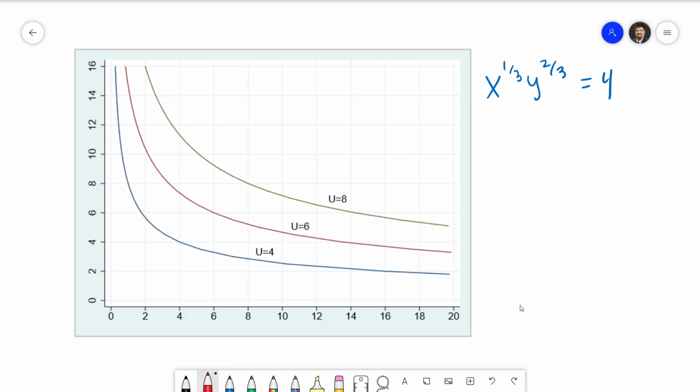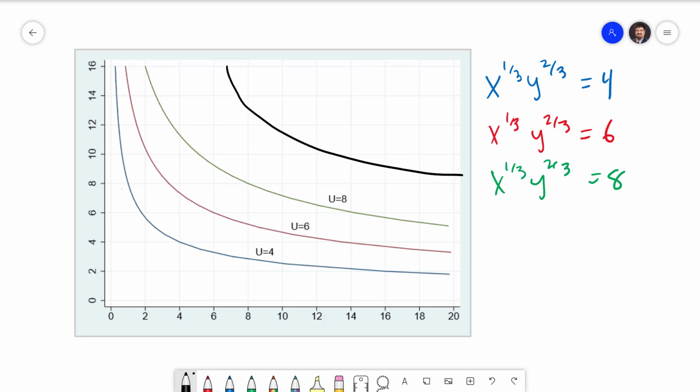Same thing for the red one: x to the 1/3 times y to the 2/3 equals 6. And for the green one, x to the 1/3 y to the 2/3 equals 8. Notice how as the utility gets higher, the indifference curves move outward from the origin. We could draw in 100 more of these if we wanted to, whether that's bundles that are even better out here, bundles that are worse down here, or somewhere in between.